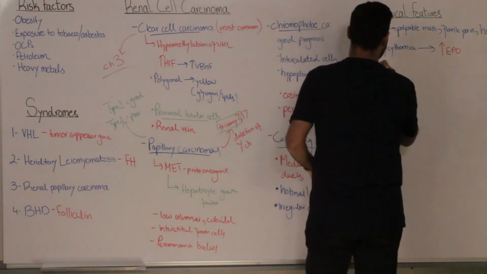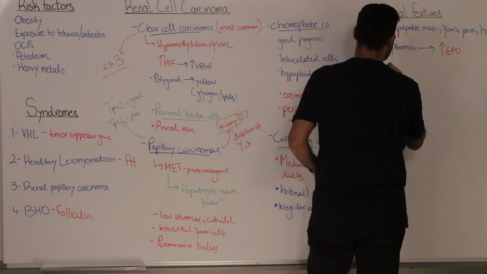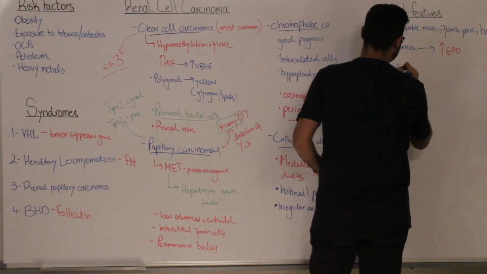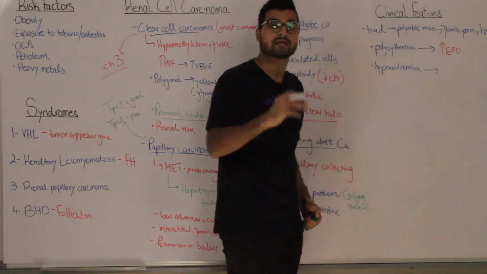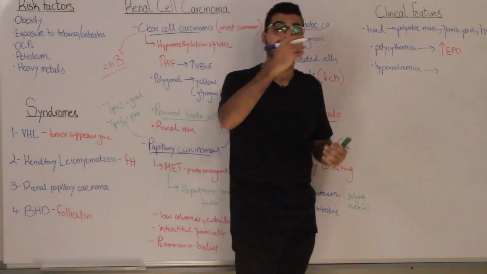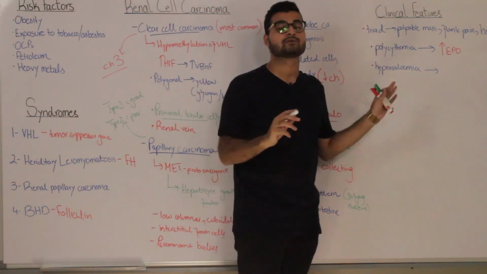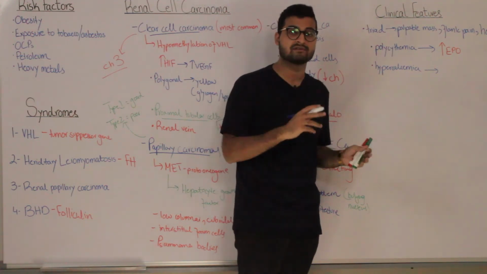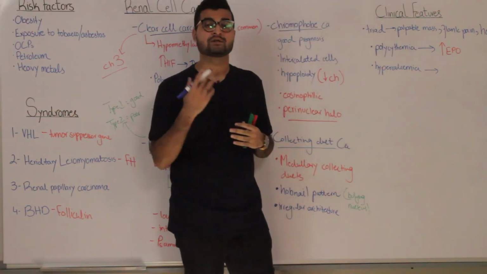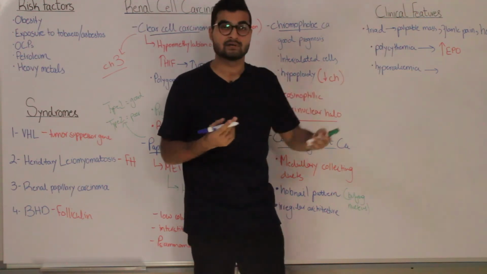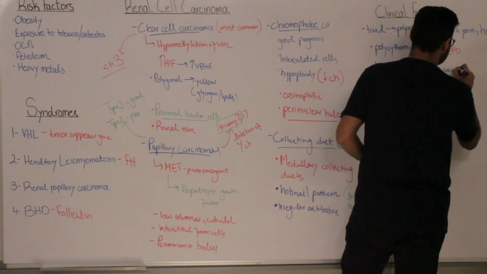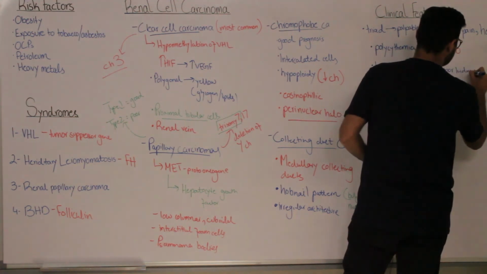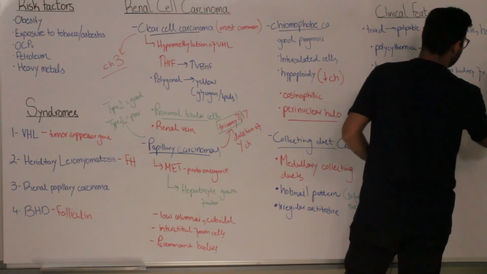Apart from that, you will also see hypercalcemia. You will have hypercalcemia because of increased parathyroid hormone, because you have a deteriorating kidney function. Apart from that, due to multiple paraneoplastic syndromes, you tend to have hypercalcemia. So due to poor kidney function and paraneoplastic syndromes.